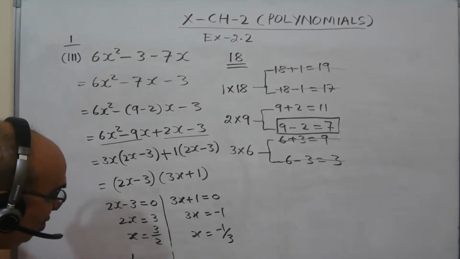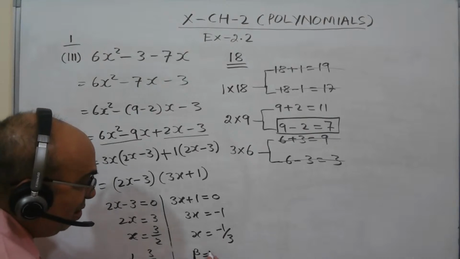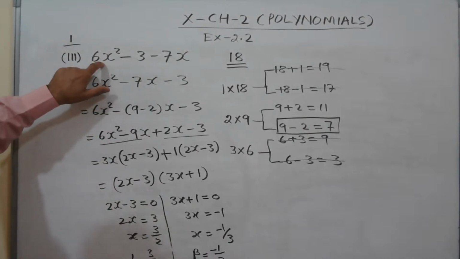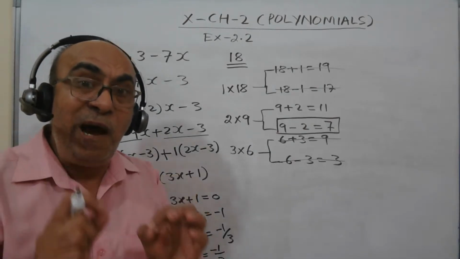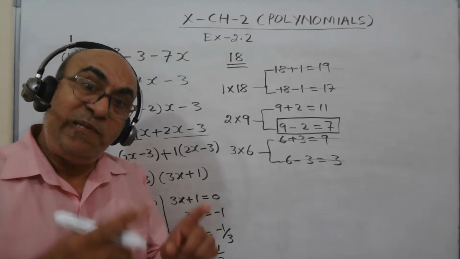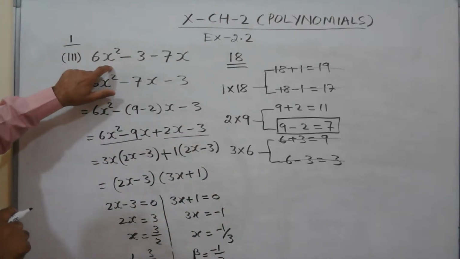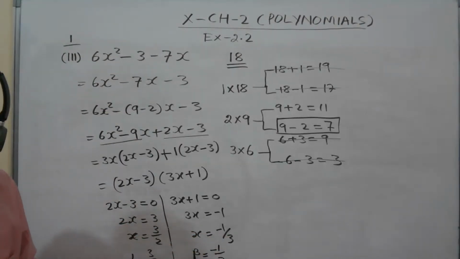So this is the first zero, known as alpha, and the second zero is known as beta. Actually, the zeros are the values of the variable involved in the polynomial. What are the zeros? They are the numerical values of the variable involved in the polynomial. Which variable is involved in this polynomial? x. So these are the values of x. That's why they are zeros.